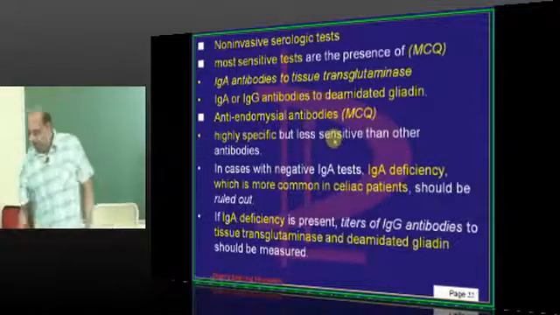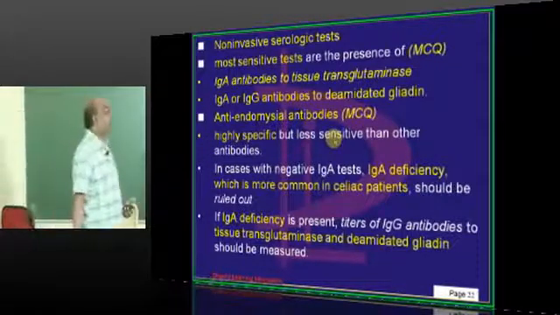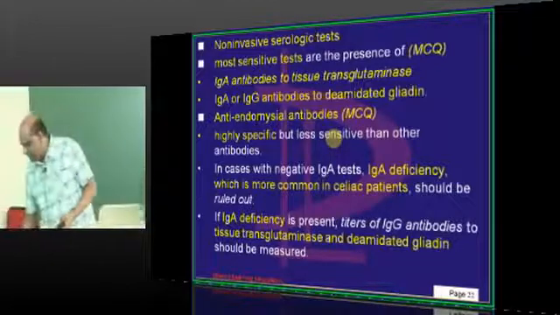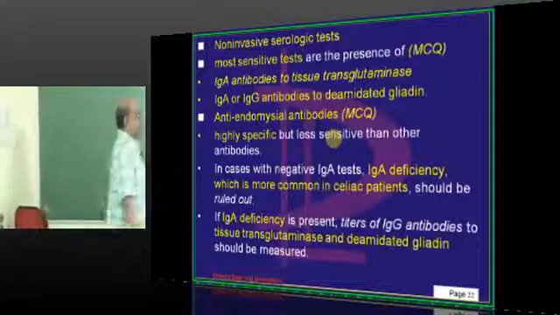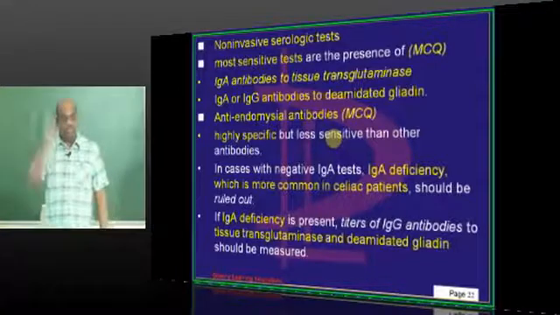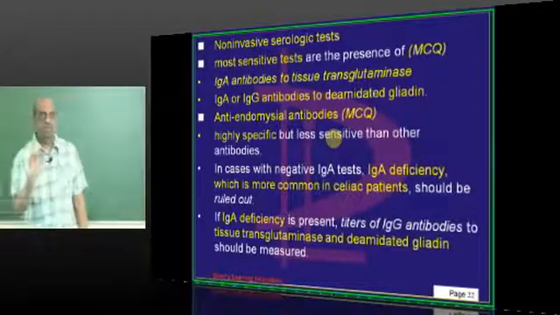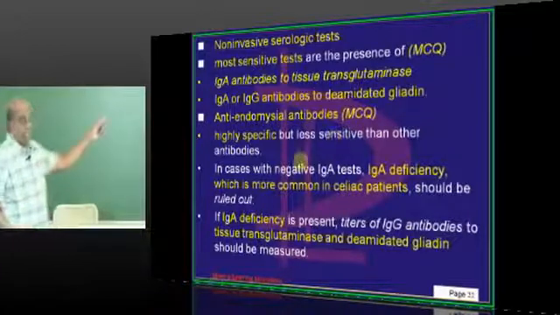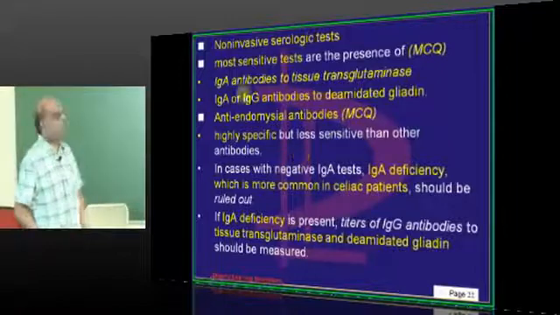Now, doctor, what is the most important way of evaluating a patient who has celiac disease? Serology. This is one of the favorite MCQs of the examiner. IgA antibodies to the tissue transglutaminase.